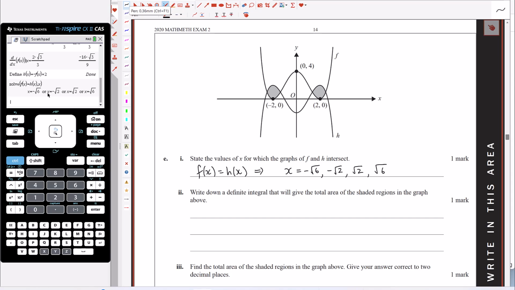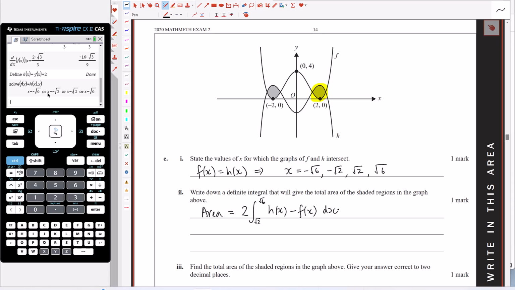Okay, so the total shaded area, okay, so the area is going to be 2 lots of the integral from, I'll do the one with the positive limits, so that's therefore going to be from positive root 2 to positive root 6. So I'm looking at this one over here. And in that area there, the top function is h and the bottom function is f. So this is going to be h of x minus f of x. You don't need to write out those whole functions again. They are clearly defined in this question. We all understand what f of x and h of x refer to. So that's a definite integral that will give the total shaded area of the regions in the graph.